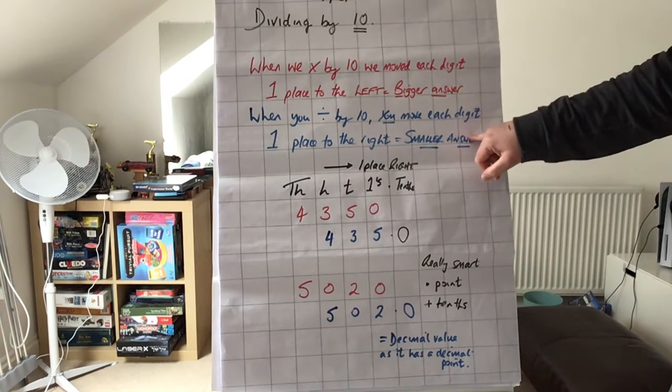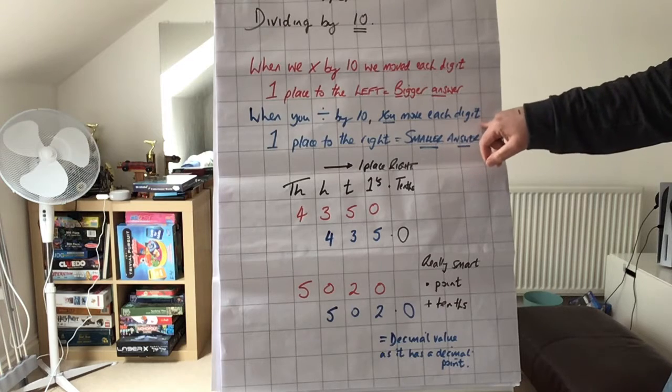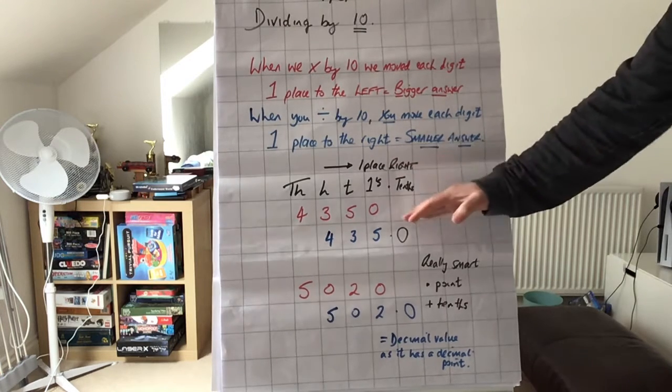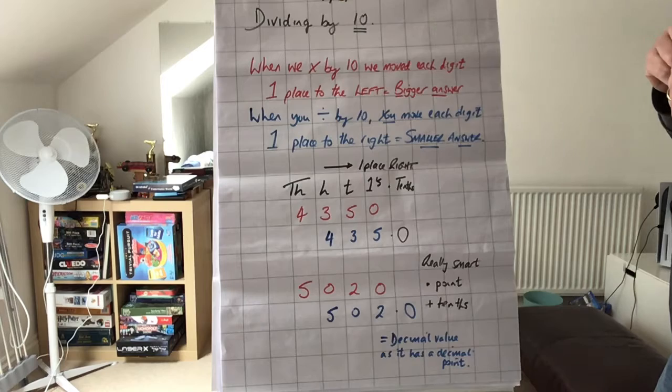Just remember the rule. You divide by 10, you move each digit one place to the right. Show me how you do it, show me your answers. Best of luck with that.